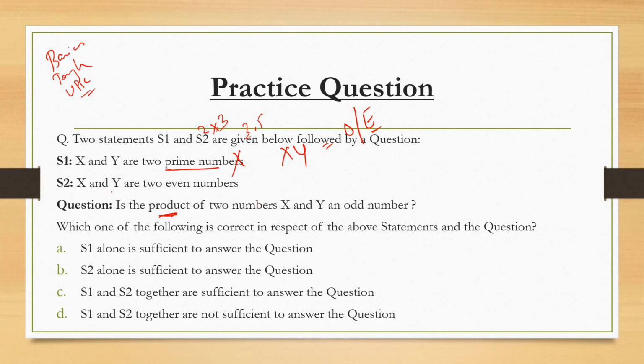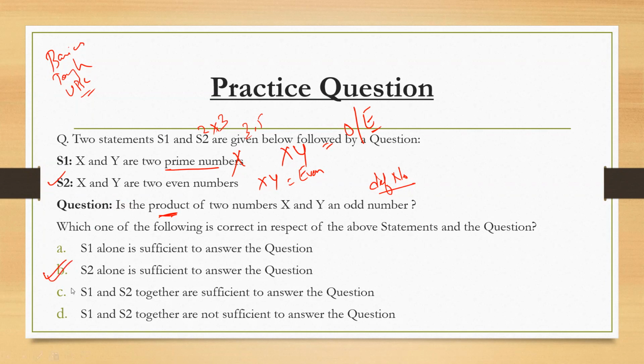Okay. Now again, the same logic will apply in the second statement. x and y are two even numbers. That means their product will also be even. So here the question is, is the product of two numbers x and y an odd number? You will say a definite no. It is an even number. So here S2 alone is sufficient to answer the question. So the answer is B.